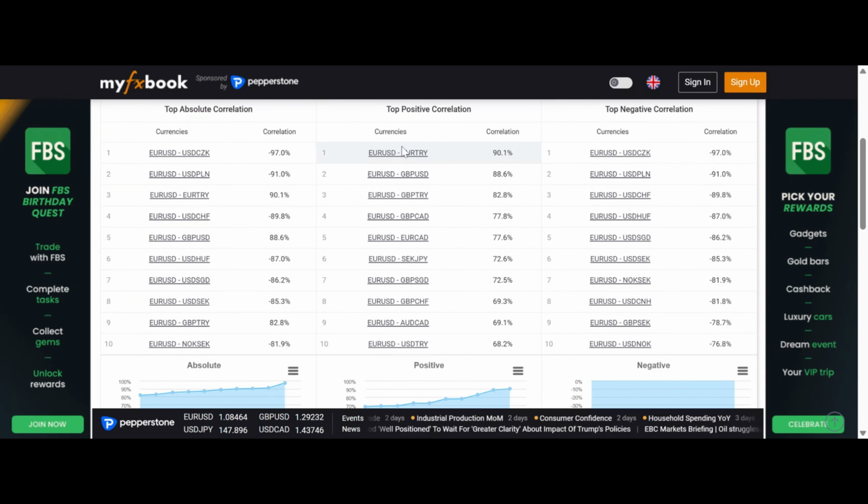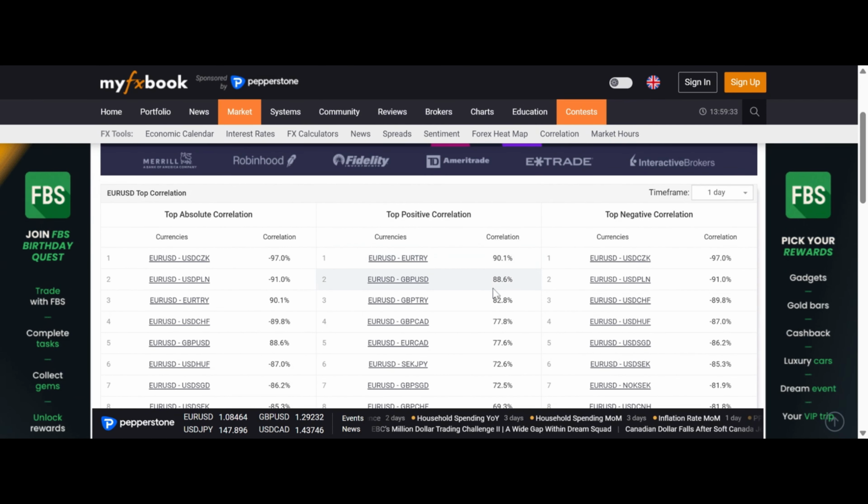So for example, you can see here on the correlation table, we have around 88.6% positive correlation from the daily time frame. So that means 88.6% of the time they are moving the same way. So guys, let's go to the chart. Don't forget, the first pair we checked was AUD USD and USD CAD, which was negatively correlated, and the next pair is Euro USD and GBP USD, which are positively correlated.